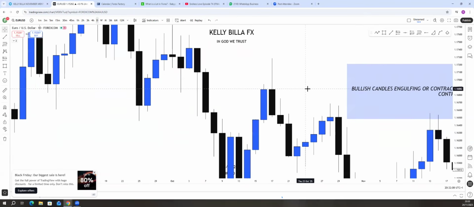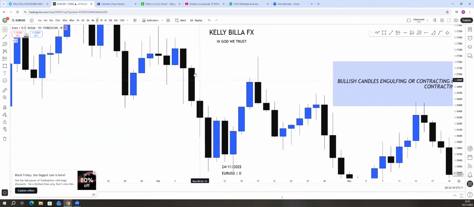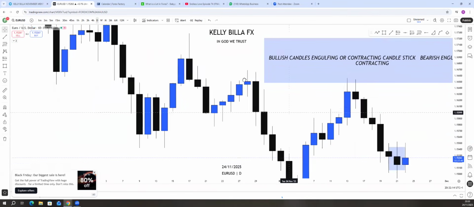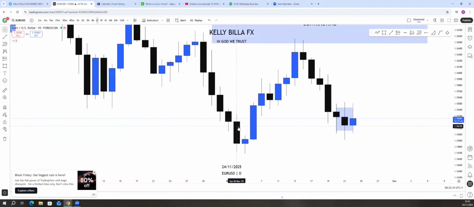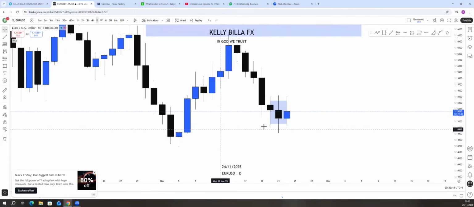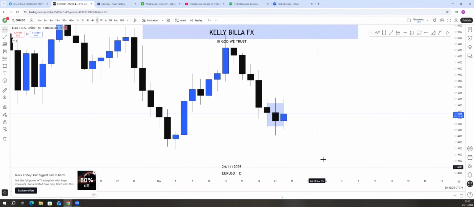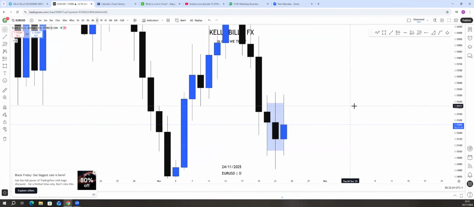But then, most definitely, I just want you to understand this. These are bearish engulfing candles. After you have a lot of movement, like a lot of engulfing candles, you're going to have contraction candles. After you have a lot of contraction candles, you're going to have engulfing candles. So the market moves in a cycle. After contraction, expansion, after expansion, contraction, like that. So that is how it moves.